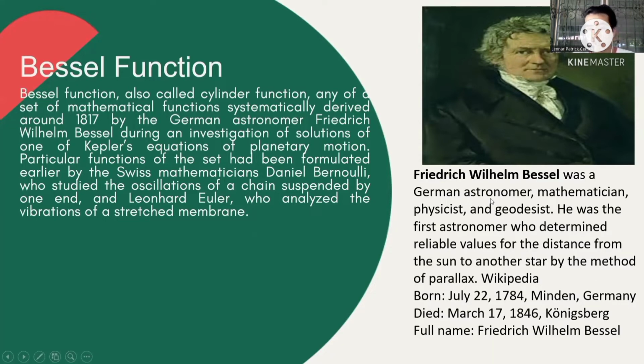So next, ito may konting description lang kay Friedrich Wilhelm Bessel. Isa siyang German astronomer, mathematician, physicist, and geophysicist na kung saan siya yung first astronomer na nag-determine ng reliable values for distance from the sun to another star by the method na tinatawag na parallax. According yan sa Wikipedia. Pinanganak siya noong July 22, 1784 sa Minden, Germany. Namatay noong March 17, 1846.